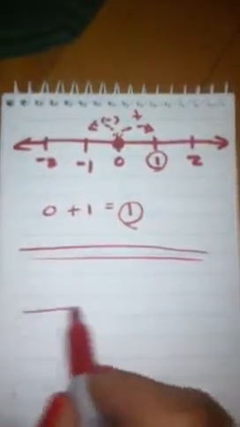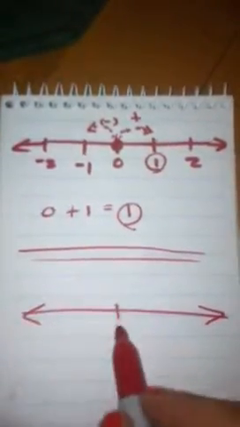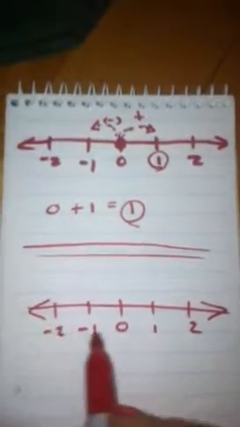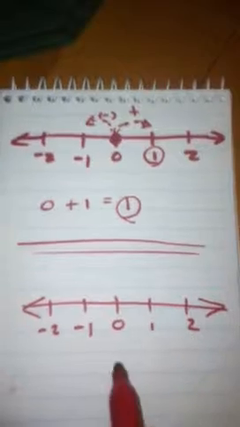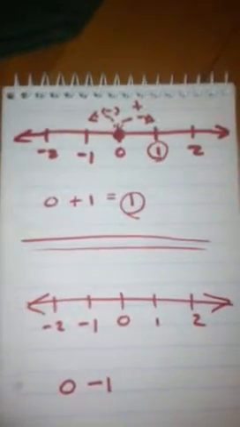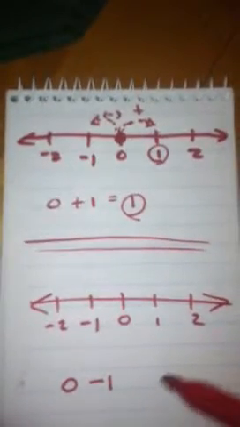All right, here's another one. Here's my number line. Here's a 0, here's a 1, here's a 2, here's a -1 and a -2, because this is in the negative direction. Let's try 0 minus 1. Before we did 0 plus 1, here's a 0 minus 1.